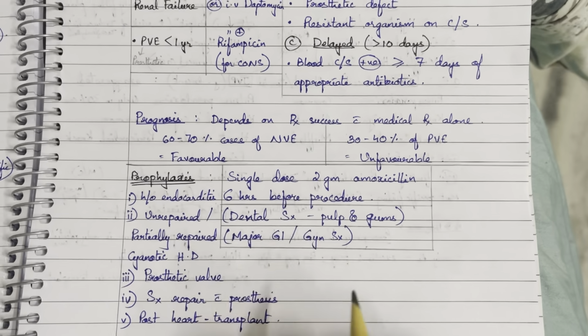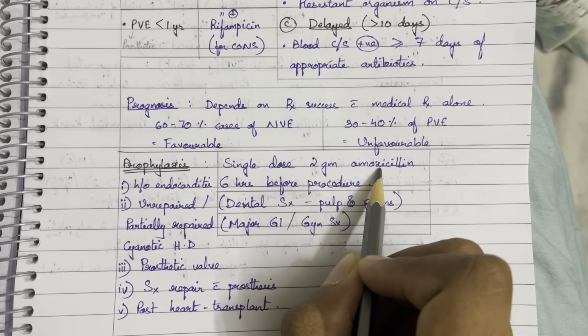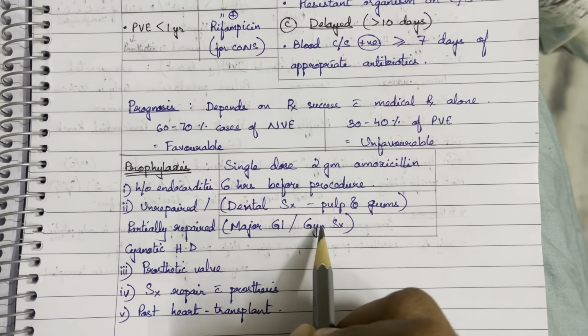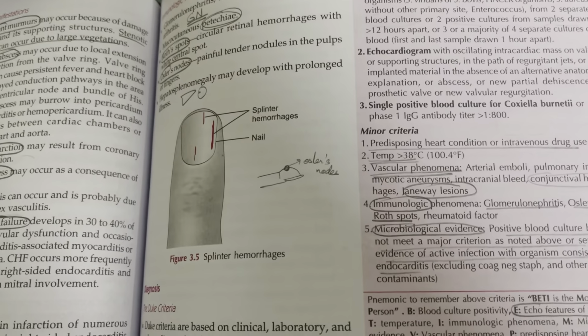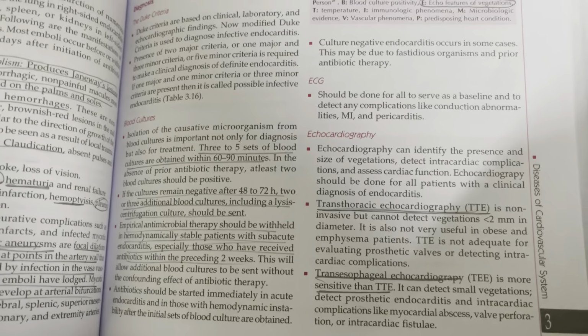So those are conditions. And for treatment, you will give a single dose of 2 grams amoxicillin 6 hours before the procedure, especially before any dental surgery or major GI or gynecological surgery. So you can draw splinter hemorrhages like this, Osler's nodes like this. And again, you have all these blood cultures.